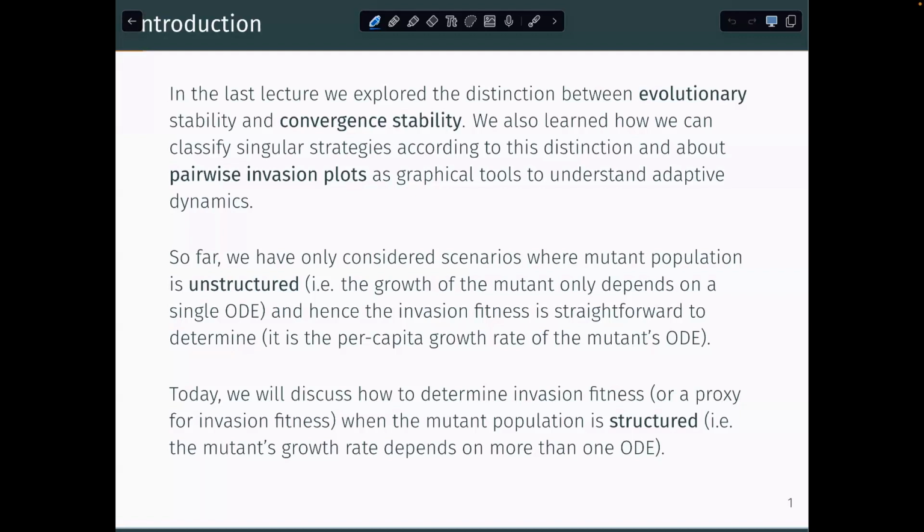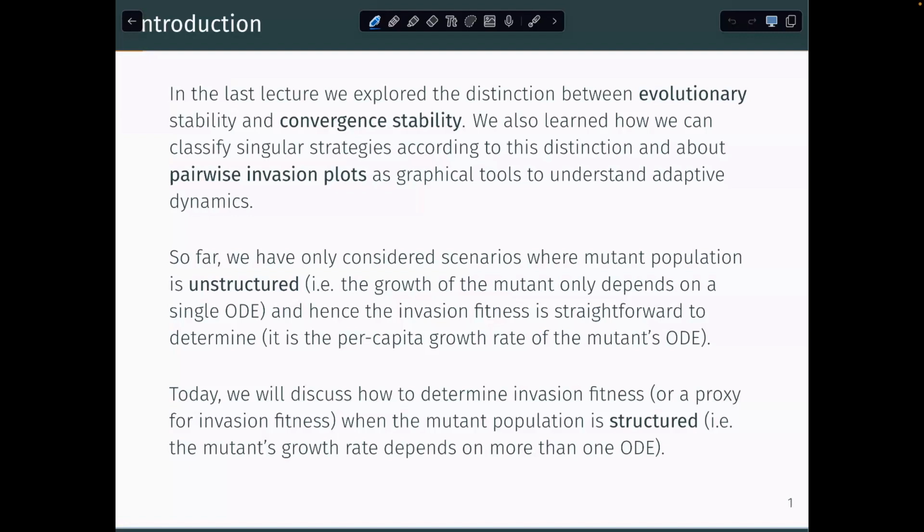And that works essentially when our populations are unstructured. The key thing really is that the growth rate of our mutant only depends on a single ODE. Okay, so in theory you could have multiple ODEs, but only one of them affects mutant growth.